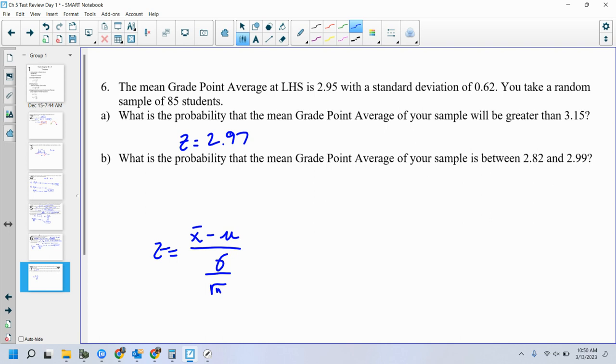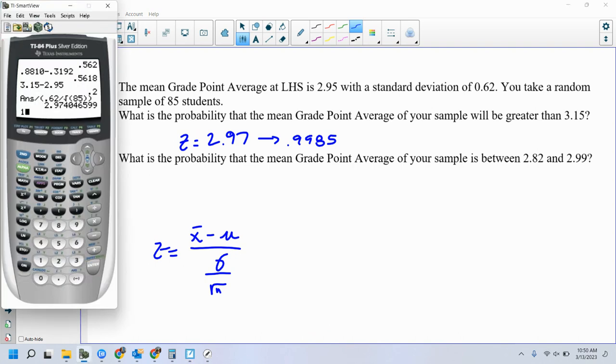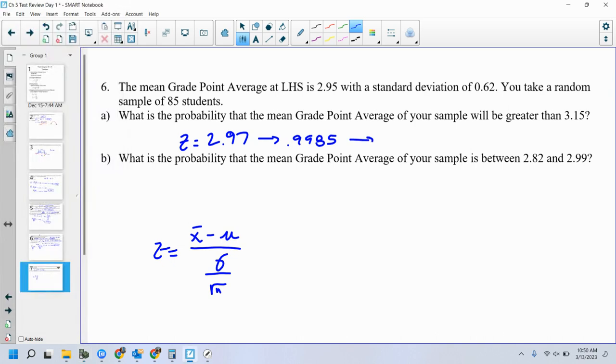2.97 gives 0.9985. But I want to find the probability that the mean GPA is greater than that, right? So 1 minus, which is really low, 0.0015.